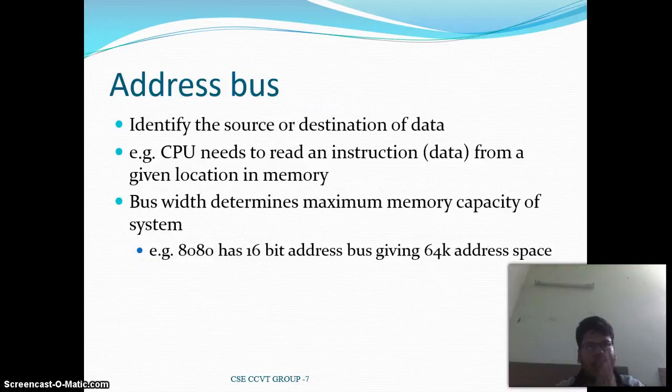The second type of line is address lines. These are the lines which are used to designate the source or destination of the data on the data bus. The second important feature of the address lines is that the width of the address bus determines the maximum possible memory capacity of the system. For example, the 8080 has a 16-bit address bus giving 64K address space, which is a very important example.